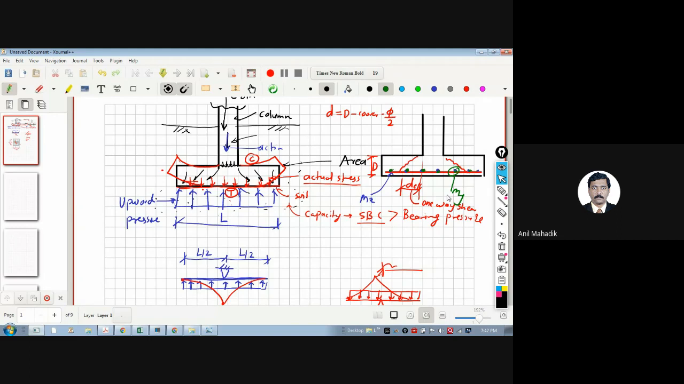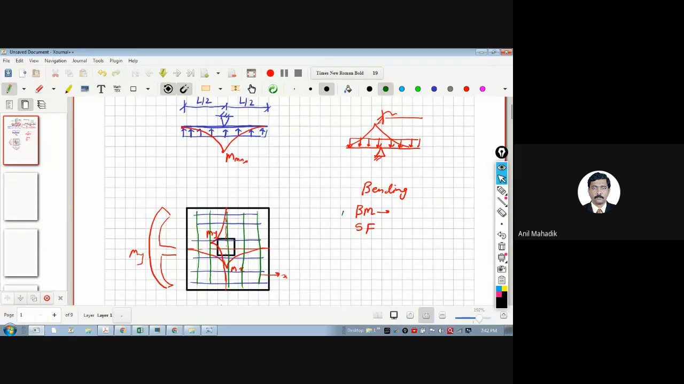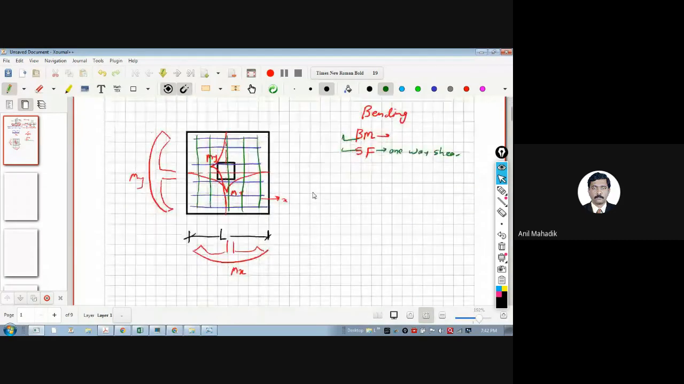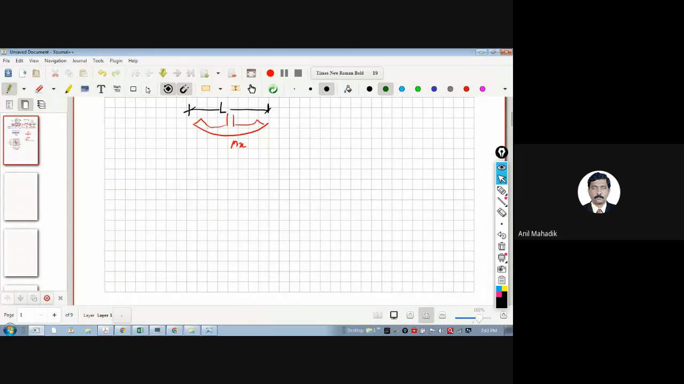What else will be there? There is a bending moment due to the loads. There is a shear force due to loads, and this shear force, I am saying, is one-way shear. Is there anything else that is possible? Two-way shear. Yes, two-way shear, which means it is a punching shear.